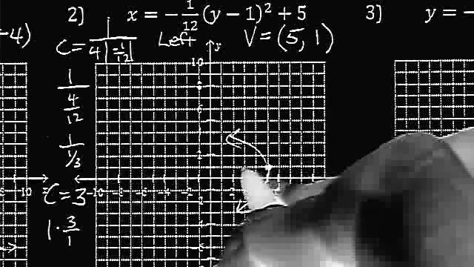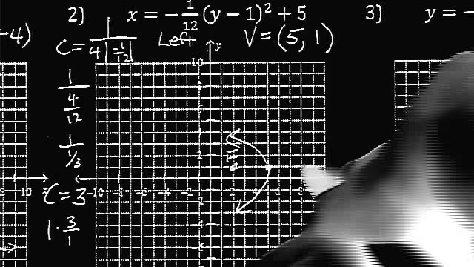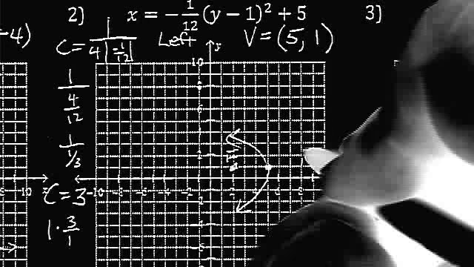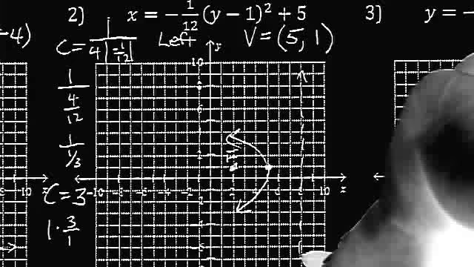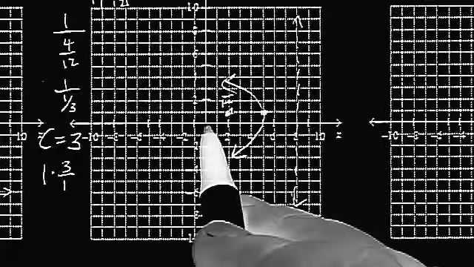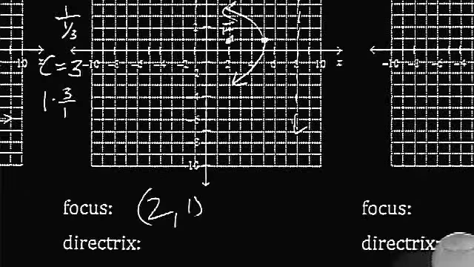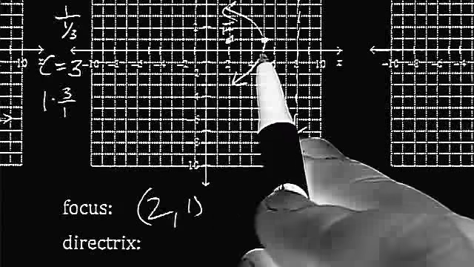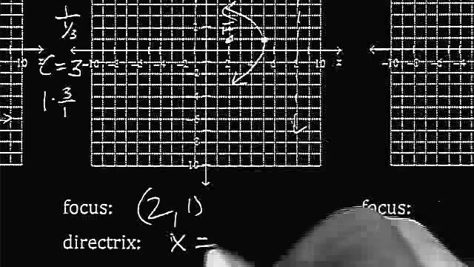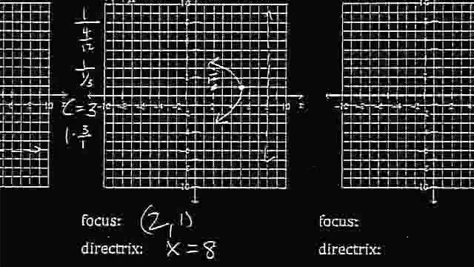So 3 units inside is the focus, and 3 units outside, this time it's a vertical line, is your directrix. So let's see here. 2, 1 is my focus. And let's see, x equals 8 is your directrix. Vertical line, x equals 8.